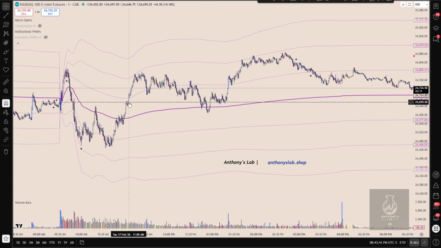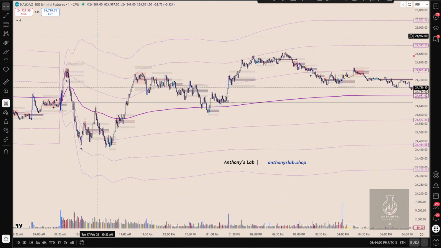Now, there is another entry model that I have created called compression. Compression is essentially price squeezing in a tight range before starting an expansion move. It's the coiling and the gathering of limit orders before an aggressive market move. Alright, so as you can see, this absorption right here was also a compression.